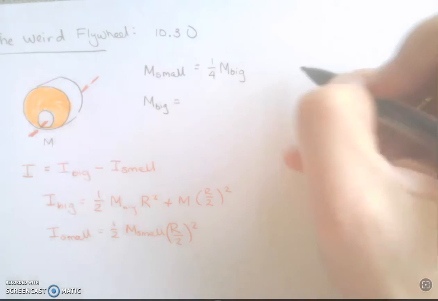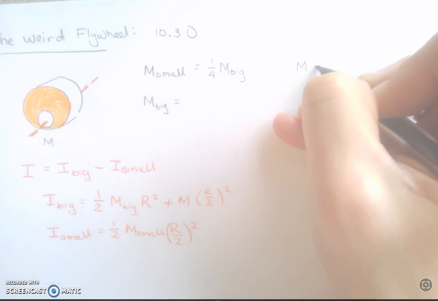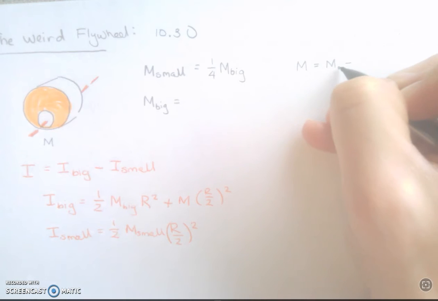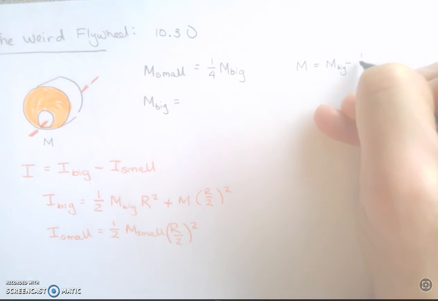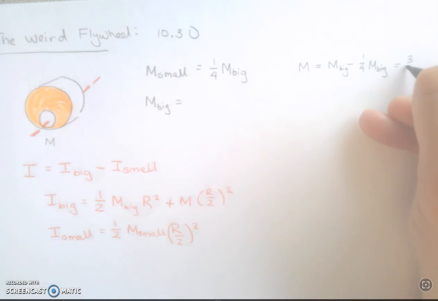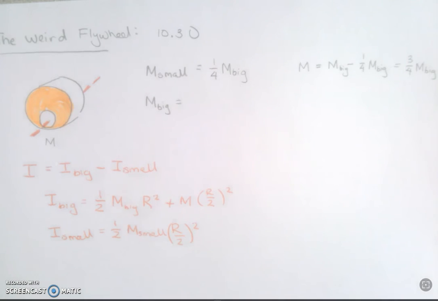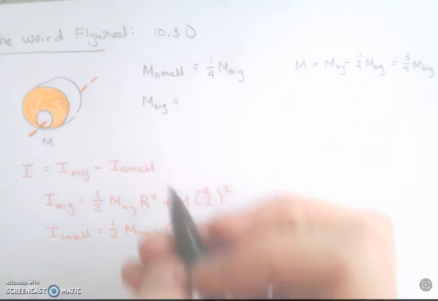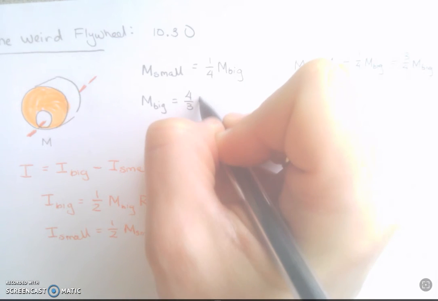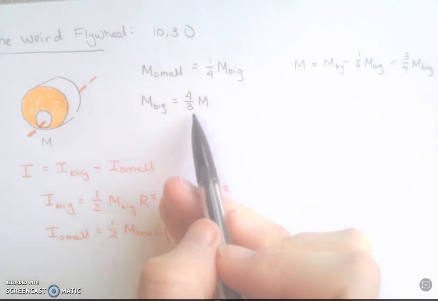Well, we're given m. M is what we have. What we have is the orange one minus the white one, which was a quarter of its size. That means what we're given is 3/4 of the mass of the big orange cylinder, multiplied by 4, divide by 3. We need to scale up our mass by a factor of 4/3.